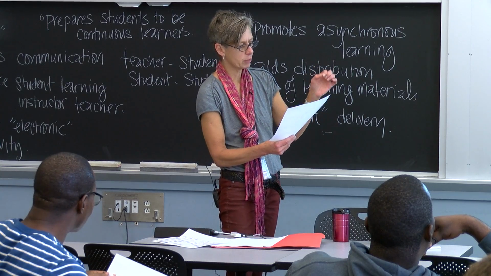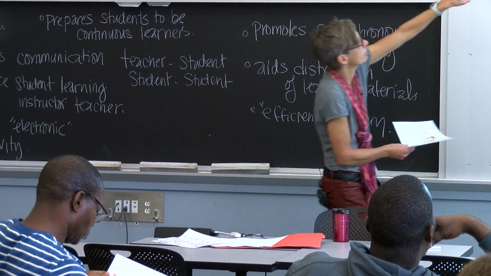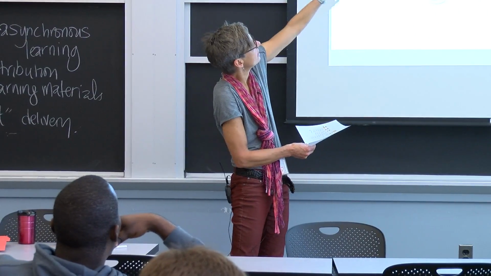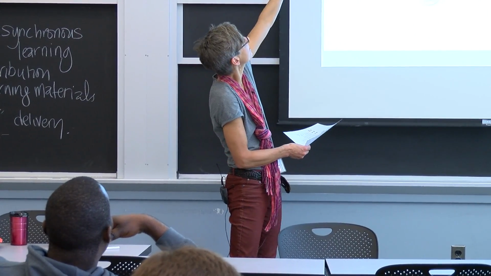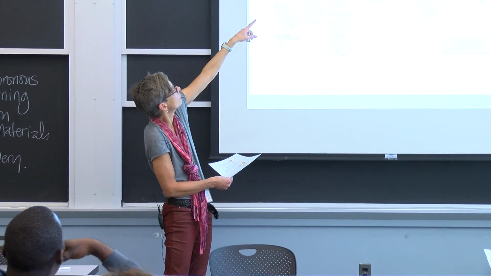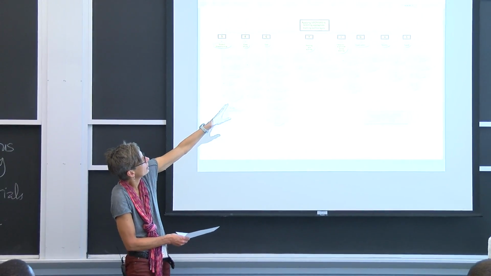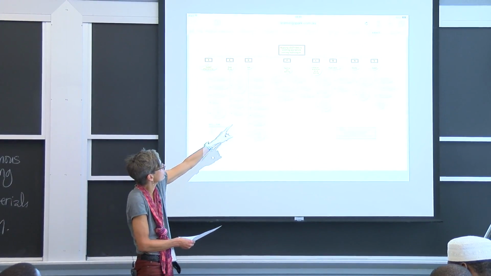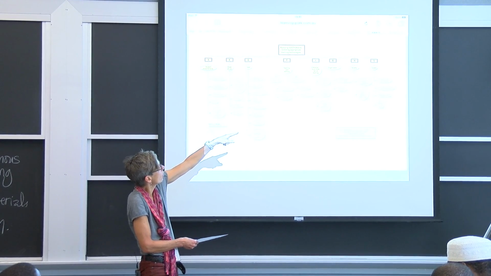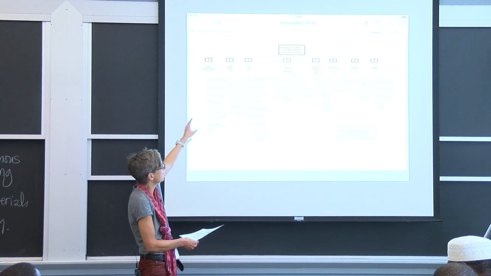So it's called SECTIONS because each of those boxes with the red outline: the S is student characteristics, the E is ease of use, C is cost, teaching and learning, interaction to promote active learning, organization, novelty, and speed.